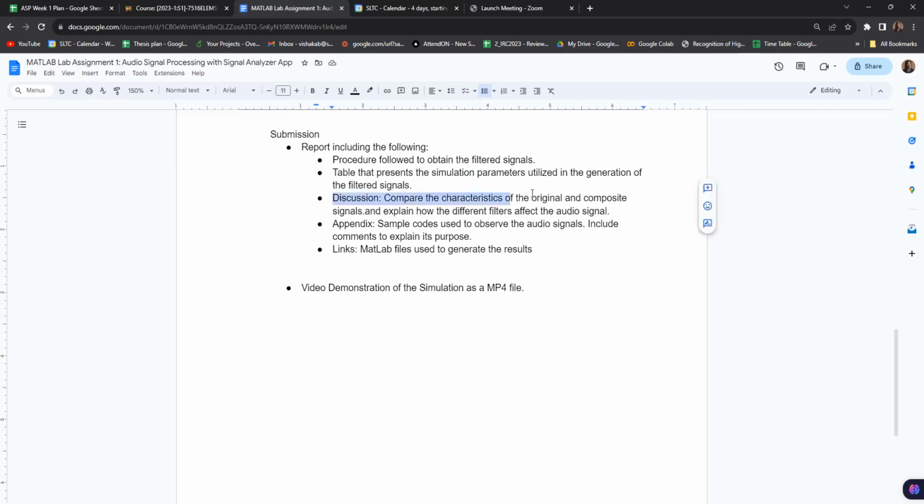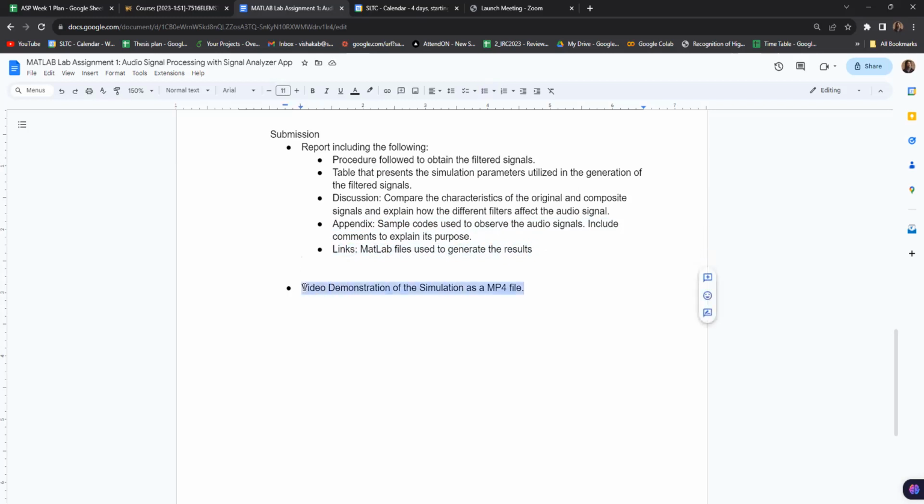So thirdly, discussion. You can compare the characteristics of the original signal and the composite signals, and you can explain the difference between the filtered signals and the original signal. After that, in the appendix, you can include the sample codes that you use to observe the audio signals, and you can use some comments to explain the code. And then links. You can include a link to the MATLAB files that I can access, and then I can download and maybe open in my own MATLAB window. So you can include a link to your file as you wish, a working link.